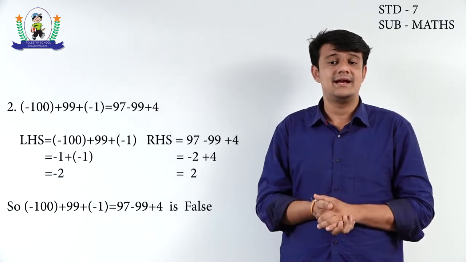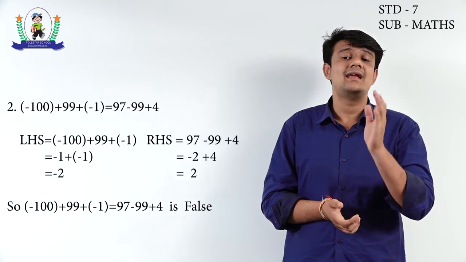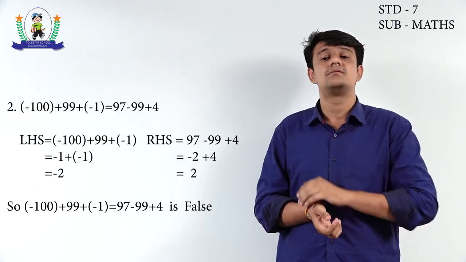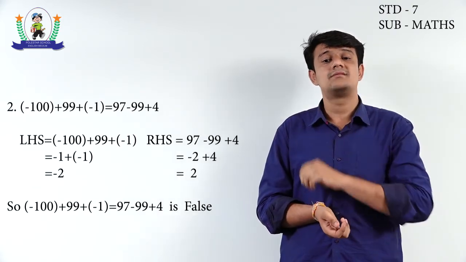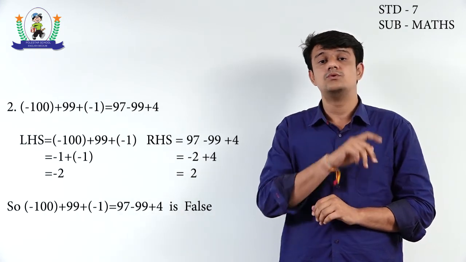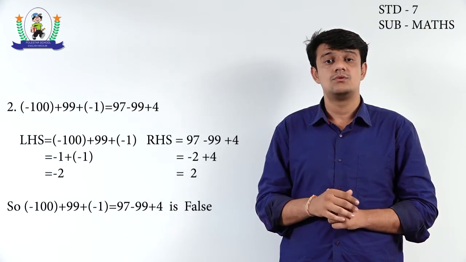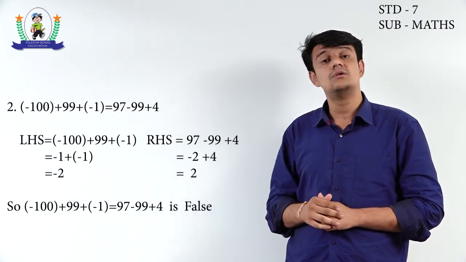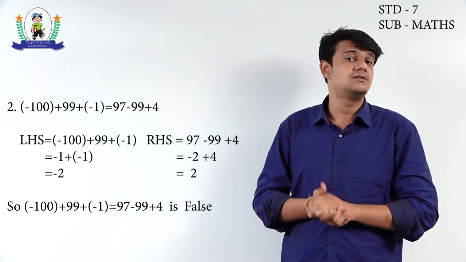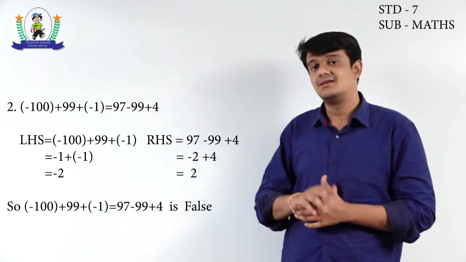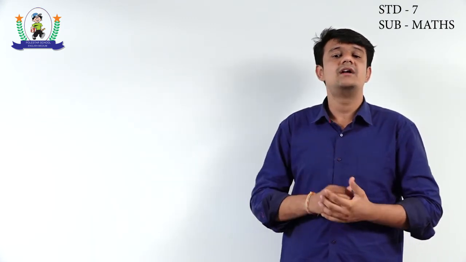Now, we are moving on to the right hand side. On the right hand side, we have 97 minus 99 plus 4. 97 minus 99, your answer is minus 2. If you add 4 to the minus 2, your answer will be plus 2. So it says this minus 2 is equal to plus 2. So definitely this statement is wrong. So we can say that this is false.